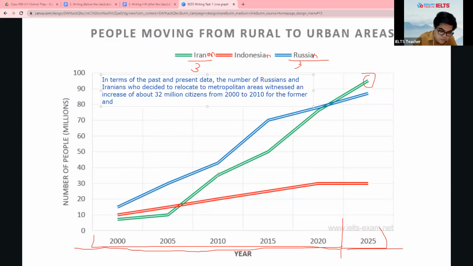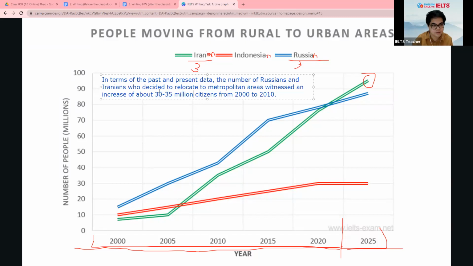8 to 38, 35. I think it's the same. 8 to 38 or 35. So it's around 30 also. 30 to 35. Okay, that's it. We don't need to separate the numbers. It's very, very okay to say 30 to 35 millions. So blue is Russian from 8 to 42, which is around 32. And 8 to 35 is around 30 million. So I put them together.